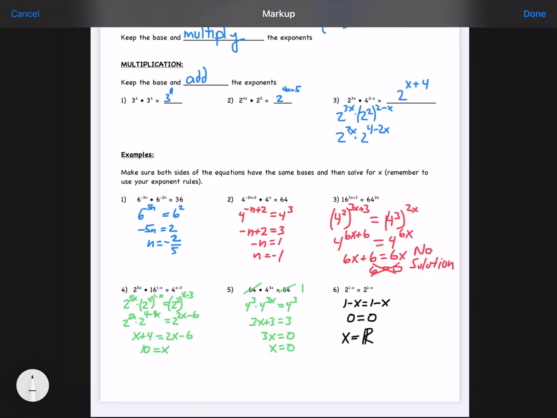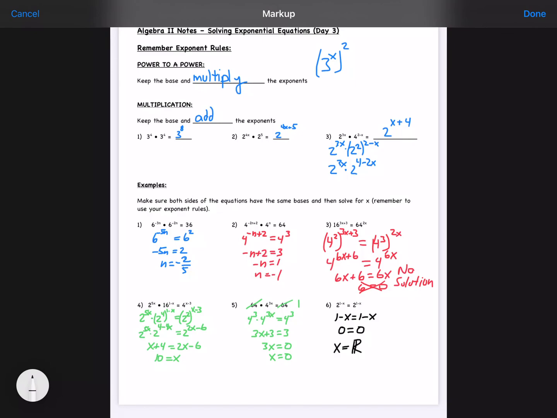So there you go, our third day of solving exponential equations. Hopefully this has been helpful. Be sure to watch the previous 2 videos so you know exactly what's going on.